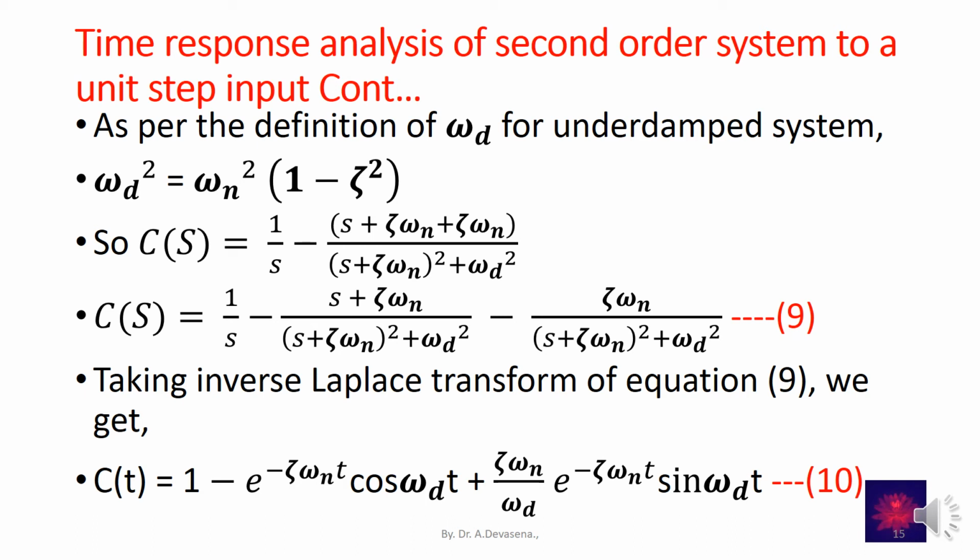So the Laplace inverse of equation 9 is c of t is equal to 1 minus e power minus zeta omega n t cos omega d t plus zeta omega n divided by omega d e power minus zeta omega n t sin omega d t. Consider this as equation 10.